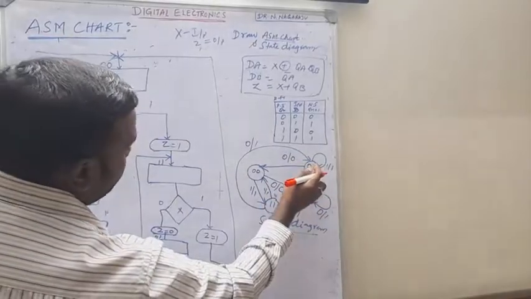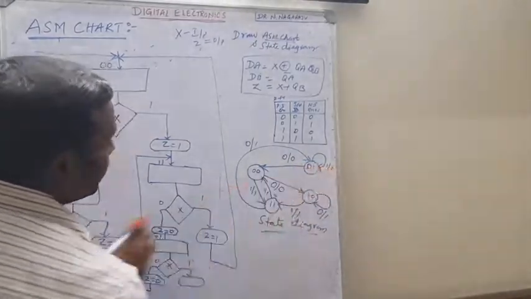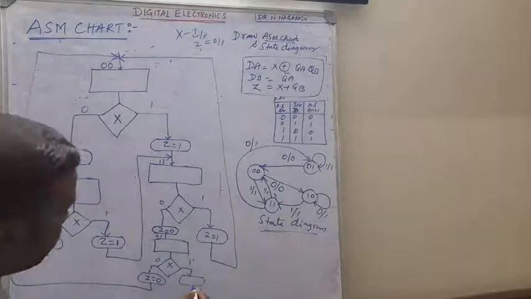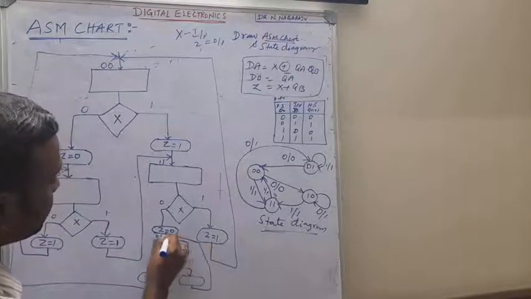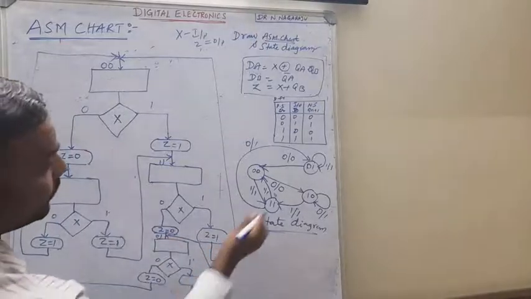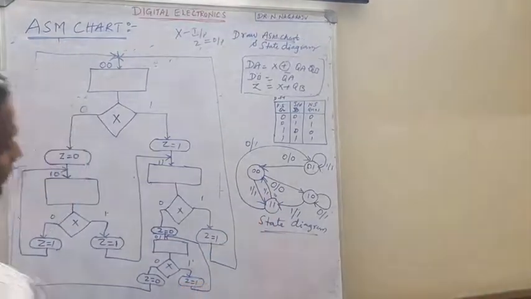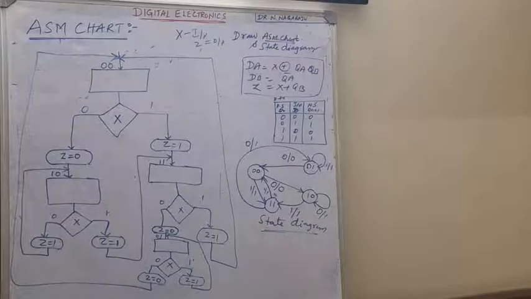Then 0 1. If input is 1, where will it go? The same, it will retain in the same state. You connect it to the same state. So what is the output? Z is equal to 1. Okay, so this is the basic procedure for drawing the ASM chart for this state diagram.